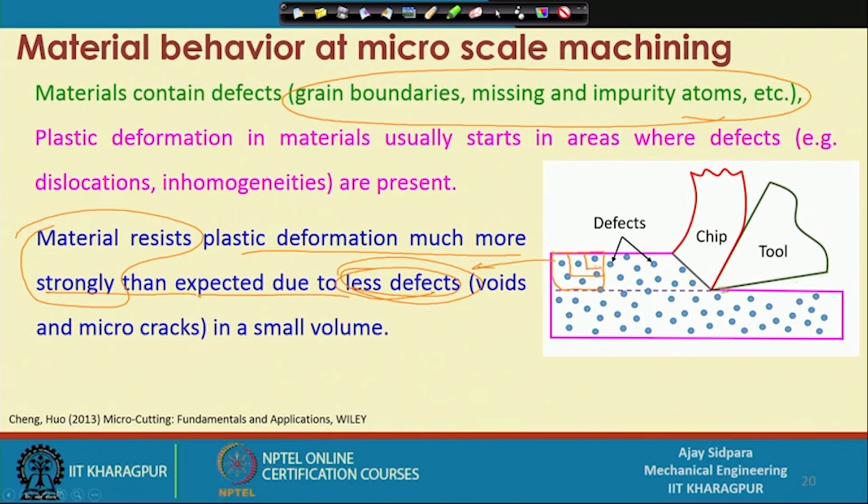Other than that, right now we are considering our cutting tool to be sharp, but we have seen that our cutting tool also has a finite cutting edge radius, and many times the cutting edge is very rounded, and because of that your tool is also not sharp, and the number of defects encountered is also not large. Both these things combined will make the material removal very difficult. So, let me finish this lecture here, and we will continue from the next class with more detail on micro machining operations. Thank you very much.